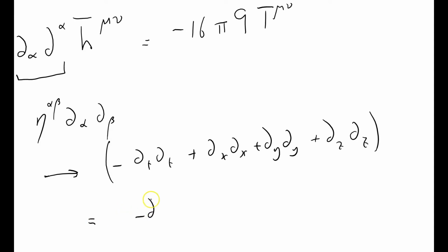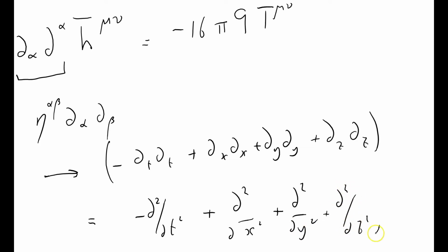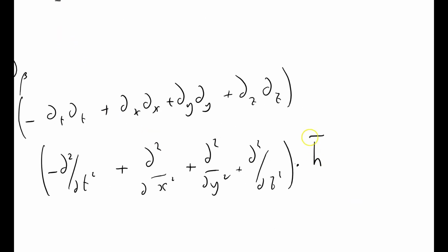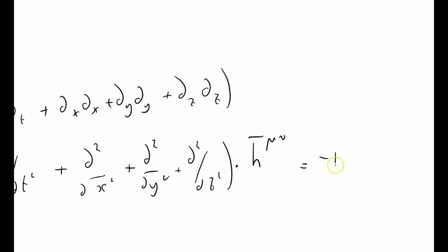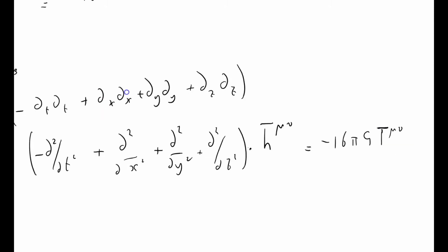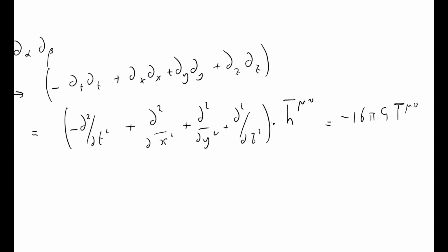Equals minus di 2 di t squared plus di 2 di x squared, plus di 2 di y squared, di 2 di z squared, acting on h bar mu nu. H bar mu nu equals minus 16 pi gravitational constant G, T for tensor, mu nu. Equals 0 in a vacuum.